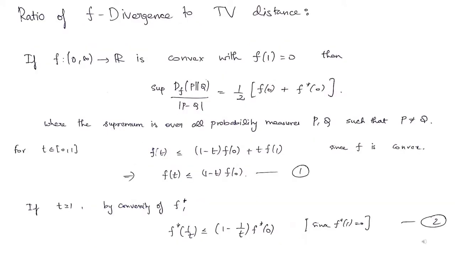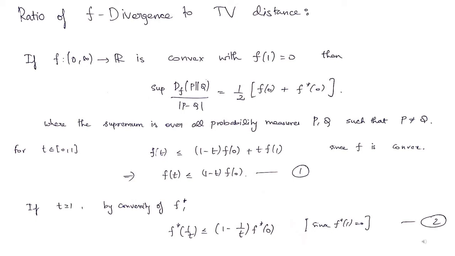Now we'll compute the ratio of f divergence to the total variation distance. If f is a function from 0 to infinity to the real line and is convex with f of 1 equal to 0, then the supremum of D_f(P, Q) upon |P minus Q| is equal to half of f of 0 plus f star of 0, where f star of 0 is the function defined in the previous slide, and the supremum is taken over all probability measures P and Q such that P is not equal to Q.